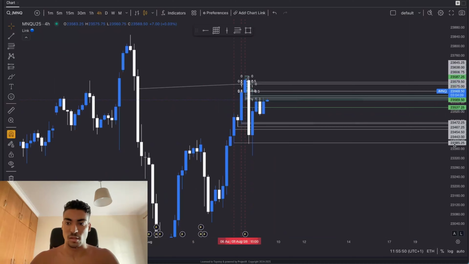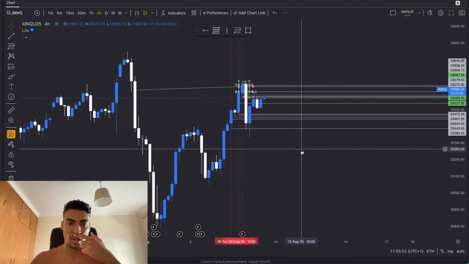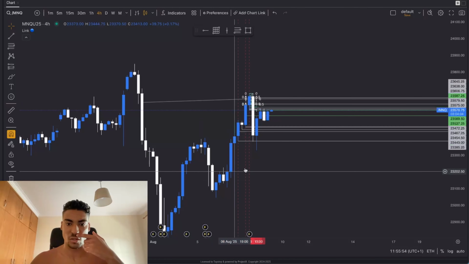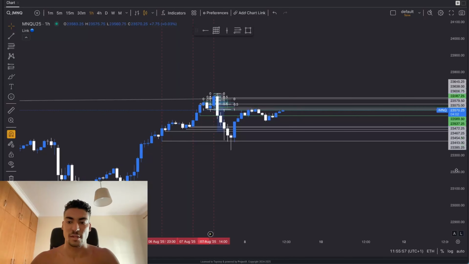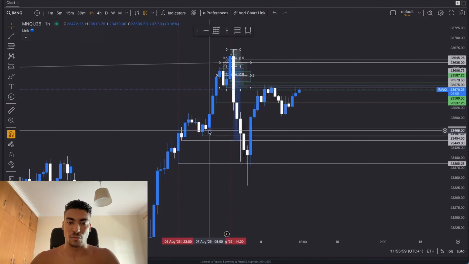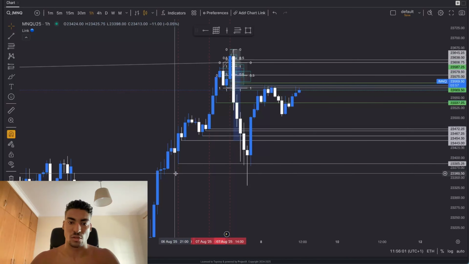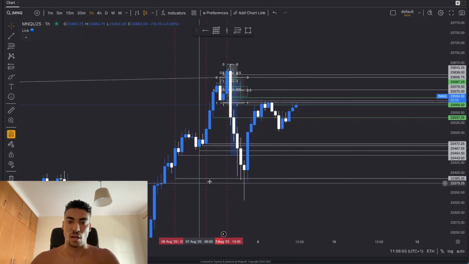What we had was a little bit more complicated day than what I really wanted. So in the 4 hour we don't have much, honestly. I didn't mark any 4 hour confluences on Nasdaq. On the 1 hour we have these 1 hour lows, we have Asian session lows, these 1 hour lows, these 1 hour lows, and these 1 hour lows all the way down here.